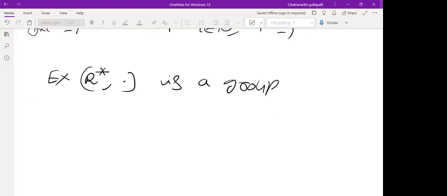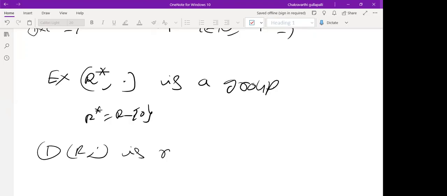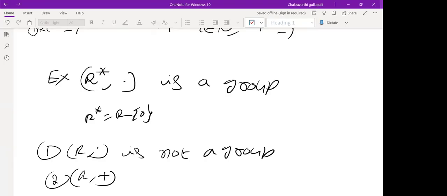Because all other non-zero real numbers possess inverses. What does R star mean? R minus 0. So R comma dot is not a group, please remember. But R star comma dot is a group. R comma plus is a group. In this, 0 is included. In this, 0 is excluded. R star comma dot is a group.